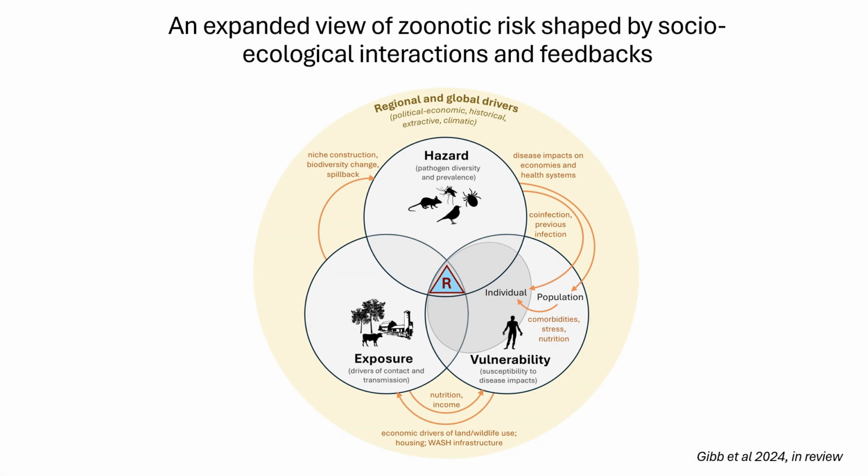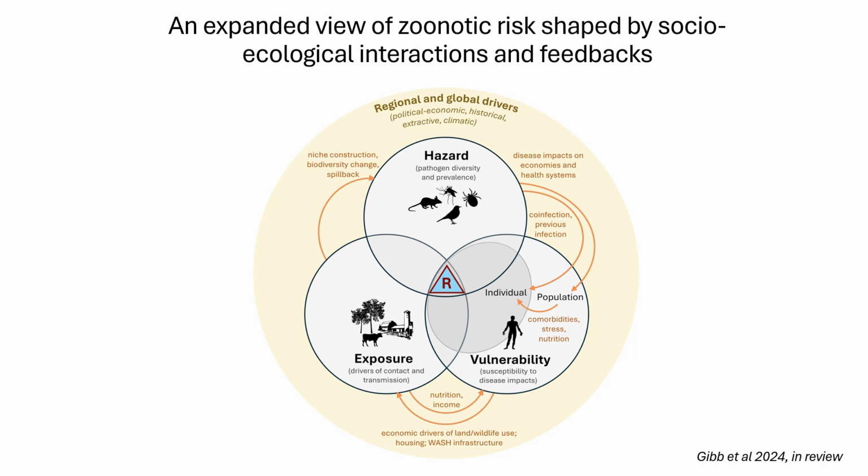It might also impact population vulnerability through having significant disease impacts on economies and health systems. And then, in turn, those population impacts can further shape individual susceptibility to disease. But increasing economic vulnerability can also drive exposure through creating economic imperatives for land use change or wildlife use and hunting, as well as impacting things like housing or water and sanitation infrastructure that make exposure more likely.